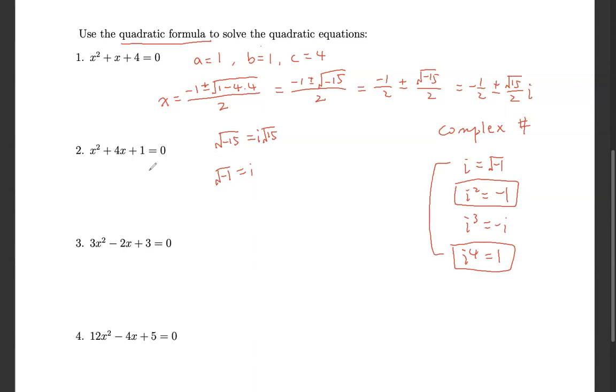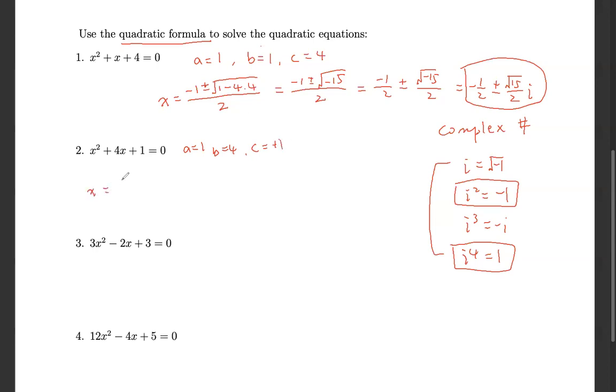All right, now let's see. This is the second one. So the first one, we have two complex solutions, right? We have two complex solutions. Let's see the second one. Figure out a, b, c: a equals 1, b equals 4, c equals positive 1.